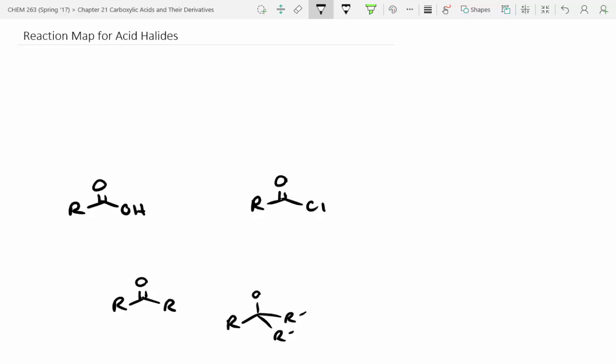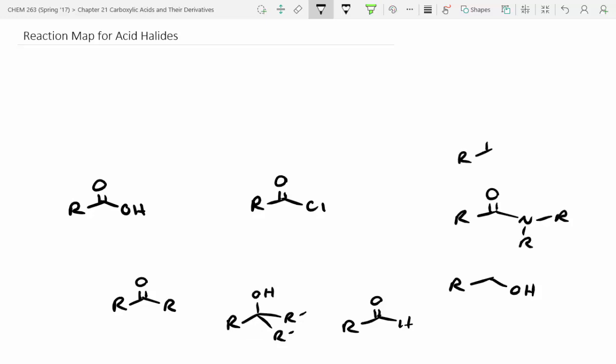I'll do a tertiary alcohol down here. I'll do an aldehyde. I'll do a primary alcohol. I'll do an amide. I'll do another amide. And another amide. And then last but not least, I'll do an ester. And then we need to figure out how to connect these. Let's just call these R primes so that we don't confuse them.